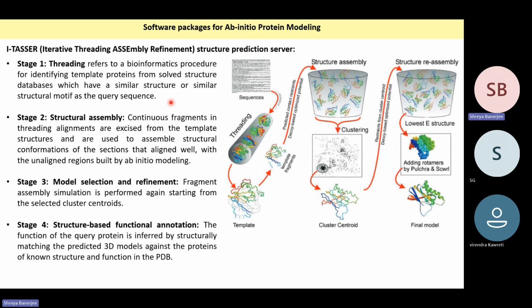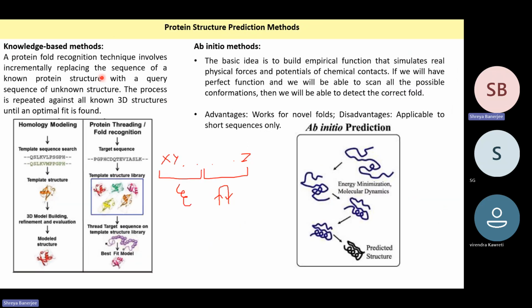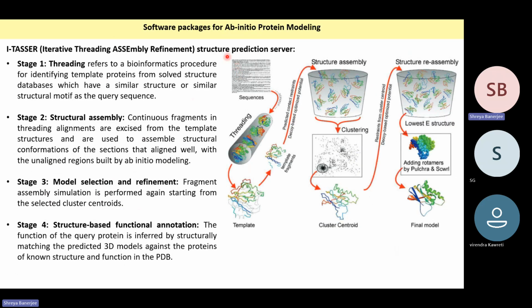So this kind of starts like the knowledge-based methods. You have a database where you have known sequence and structure of several proteins. So the first step is to identify proteins which have a similar sequence or a similar structure compared to the protein that we are looking at.